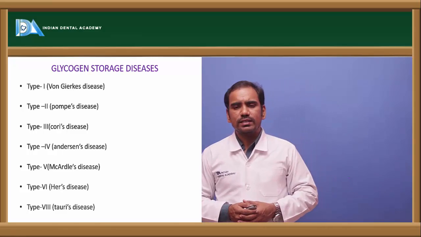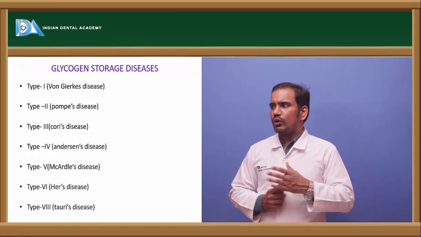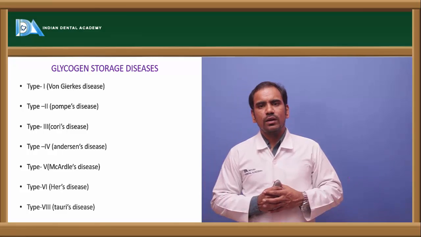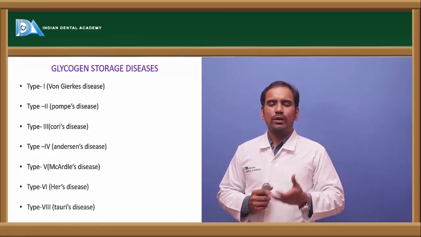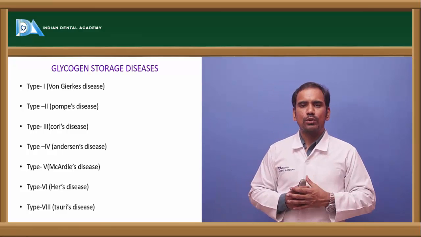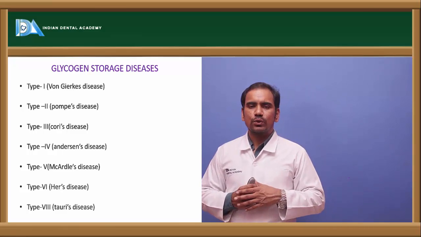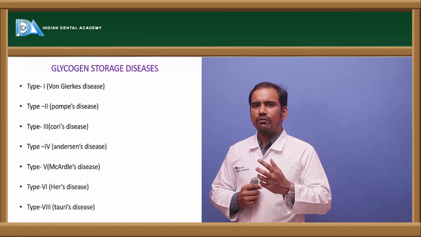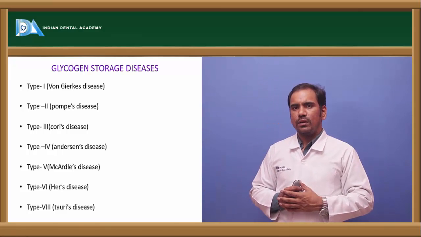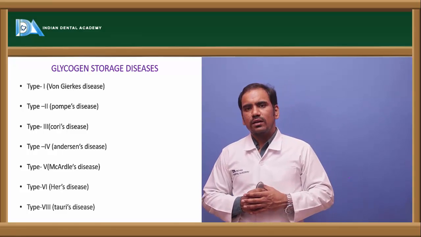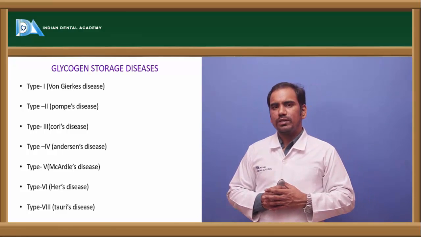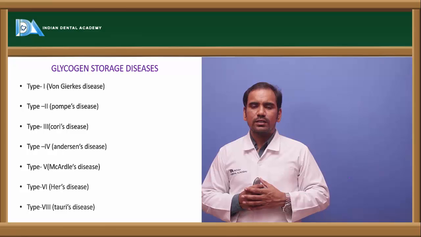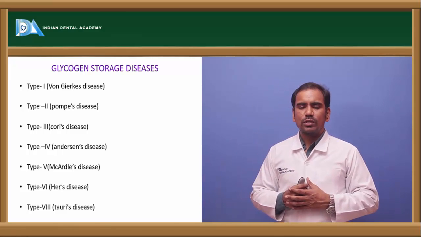There are some important diseases related to glycogen metabolism. We call them glycogen storage diseases. Accumulation of an abnormal type of glycogen or an abnormal amount of glycogen leads to a condition called glycogen storage disease. And we have some important diseases like type 1 Von Gierke's disease, type 2 Pompe's disease, Cori's disease, Andersen's disease, McArdle's disease, Hers disease, and Tarui disease. So these are the important glycogen storage diseases.